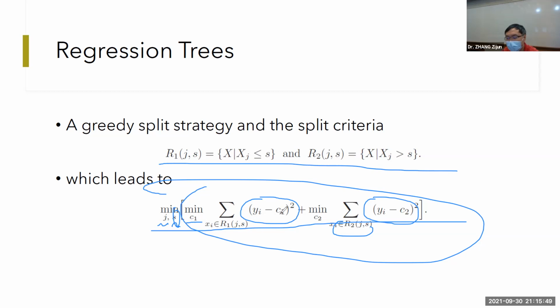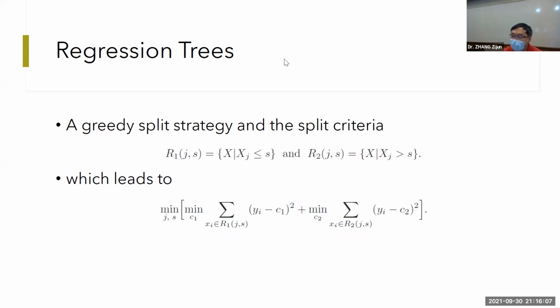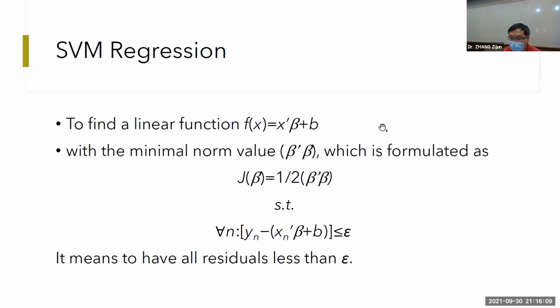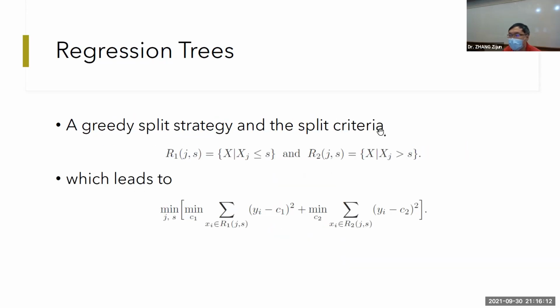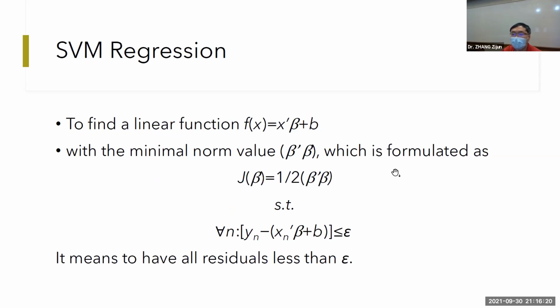You first find the optimal C, which can minimize the residual of the C1 to the Yj. Okay. Then further optimize the split so that you can lead to the better minimization of C1 and C2. So this is the kind of greedy strategy. Okay, so that's the tree regression. Is that clear? It's quite intuitive, right? Very simple. And next, if no problem, then we go to the SVM regression.